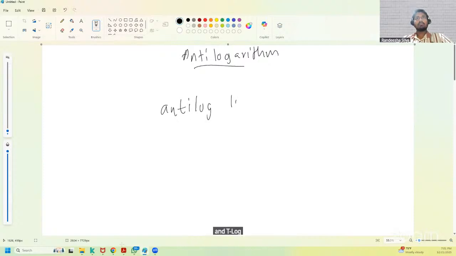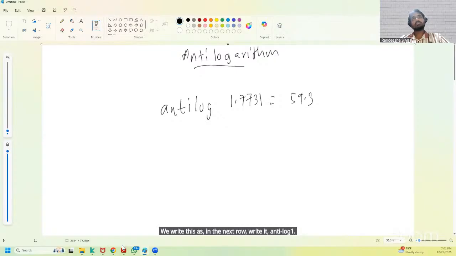Antilog 1.7731 is 59.3. This is the notation. So write down after the paragraph, in the next line: antilog 1.7731 equals 59.3.